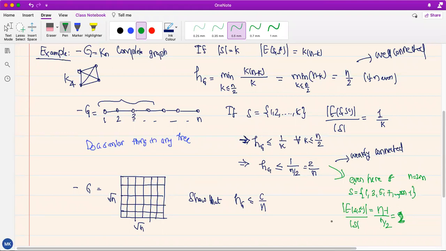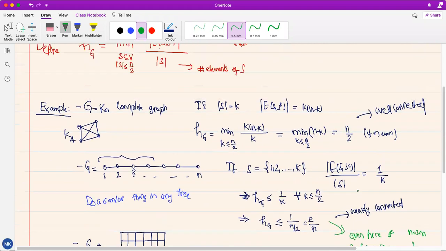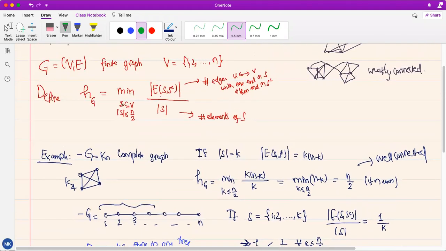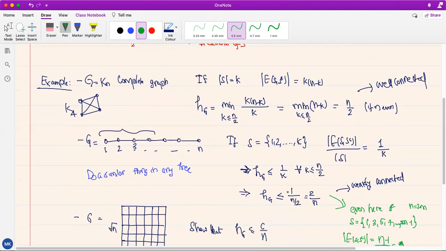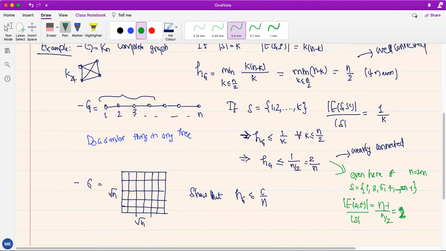But it just means that you chose a wrong subset. What you have to do is choose a good subset which has small expansion. If you choose a bad subset, it will have a large expansion. That I don't care about.